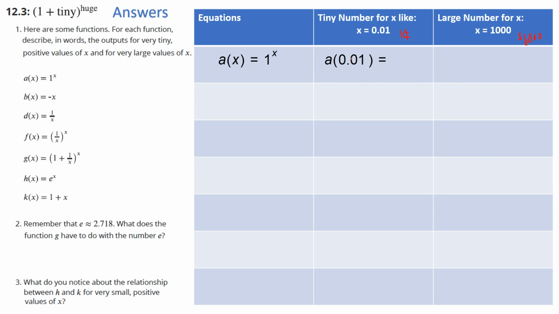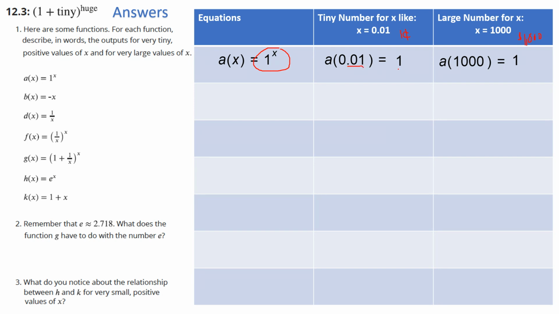If I were to plug into this equation 1,000, so a to the 1,000 is equal to 1 to the 1,000 power, so 1 to the 1,000 power is just 1. So what this equation is saying is that if you plug in small numbers, you're going to get 1, and if you plug in big numbers, you're going to get 1.